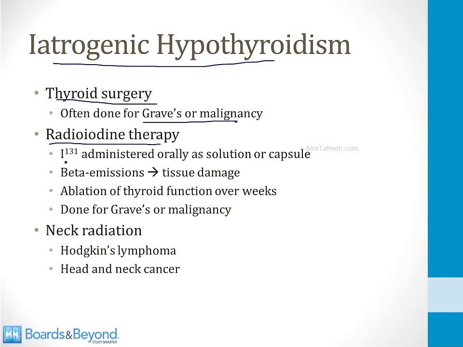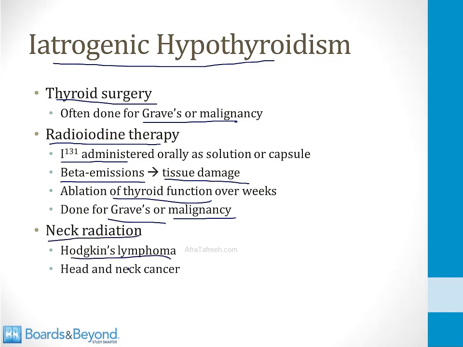As I mentioned before, you can administer iodine 131 as a solution or capsule, and the beta emission radiation will damage the tissue, and this will ablate the thyroid function over a few weeks. And this is a therapy that is often done for Graves' or sometimes thyroid cancers. And then finally, many patients have received neck radiation, either for Hodgkin's lymphoma or head and neck cancer, and this will destroy the thyroid gland and make them hypothyroid, and they will need to go on thyroid replacement therapy.